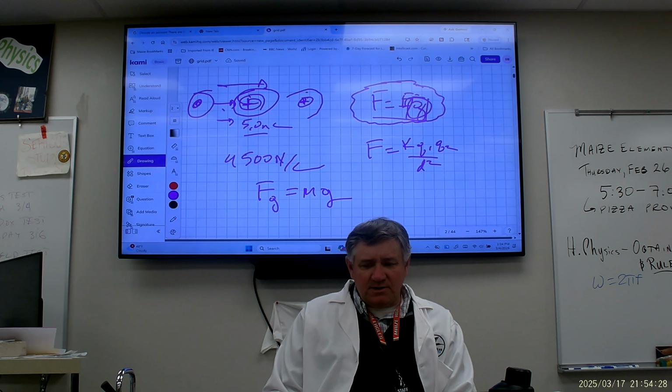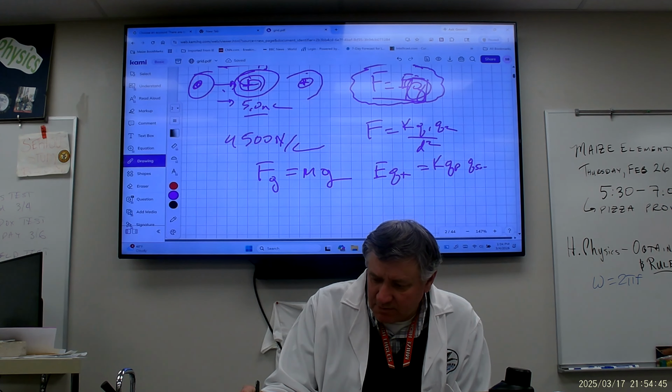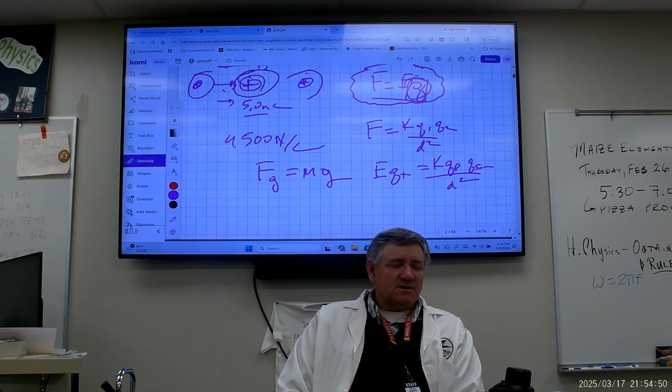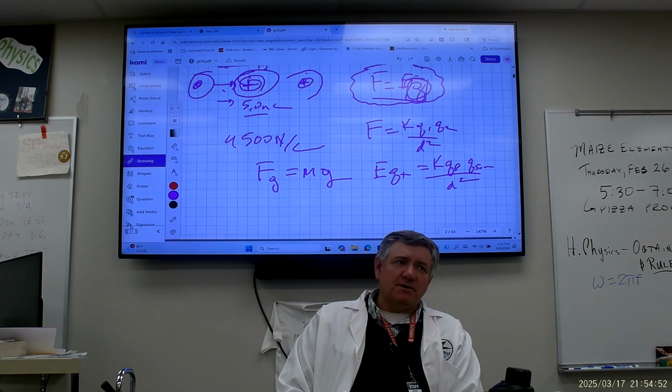Now, here's the beauty of this. You set these two things equal. So this is EQ, charge of the proton. It's going to equal k, Q of the proton, times that charge of 5 nanocoulombs, divided by d squared. What's going to happen to the charge on the proton?